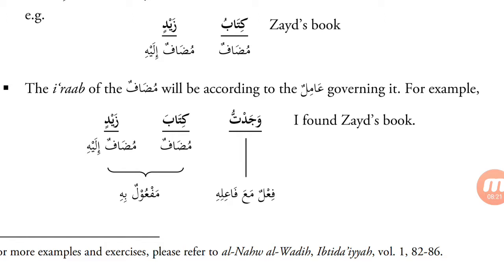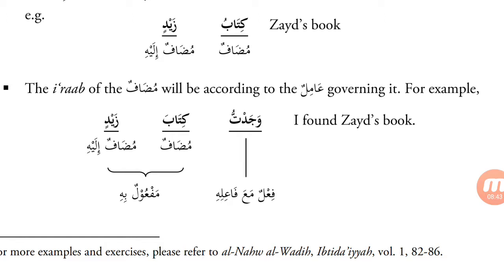Wajadtu, I found. What did I find? Kitab, I found the book. So here kitab is mudaf and it is mansoob because it is maf'ul. It is a maf'ul for the fi'l that is coming before it. Wajadtu kitaba, and Zayd is majroor because it is mudaf ilayh.